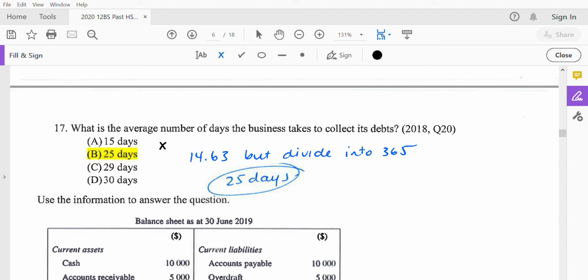is B. So what we have here, remember how I was talking about times? They get paid 14.63 times a year. So if we want to convert that into days, we must divide 365 by 14.63, and it gives us 25 days. Because if you don't divide it by 365, you might have been at risk of putting question A, which means that you're going to get that incorrect.